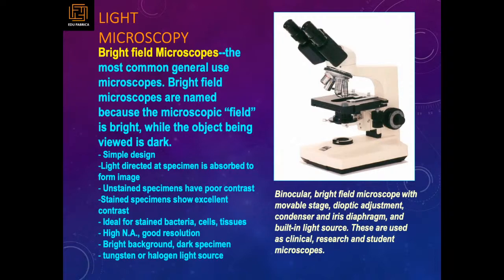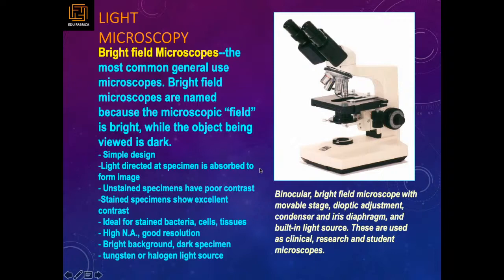So you can have a view with both eyes. It's much better. It has a movable stage. When you put your slide here, you can move this slide horizontally and vertically very easily. It has an iris diaphragm, then condenser, and there's a built-in light source. There is no mirror, there is a bulb fixed down, so it's giving a light source. So these types of microscope, as I said, are used in clinical research and as student microscopes. They have a very simple design.